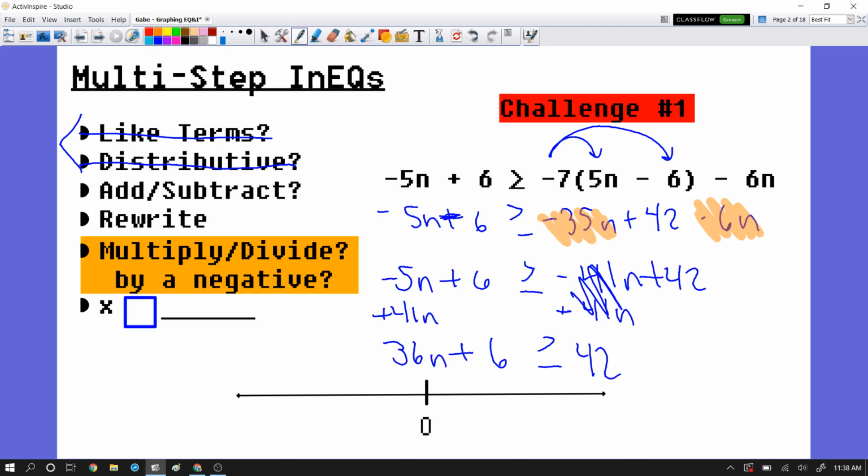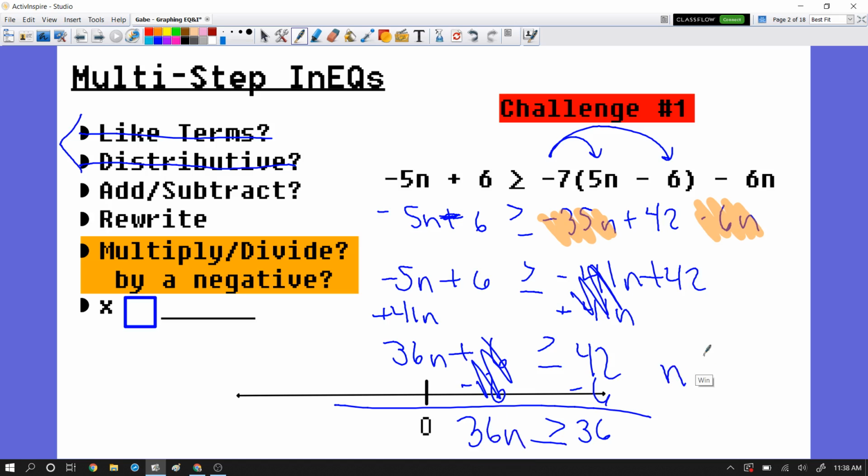All right, now we're down to a two-step equation. Can we add or subtract? Yes, we can subtract a 6. So 42 minus 6 would be 36. That goes away. 36n. Divide by 36, and we will have n is greater than or equal to 1. Yes, that's a ridiculous answer for a ridiculously long problem. So we have n is greater than or equal to 1.